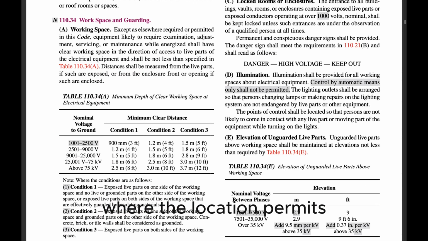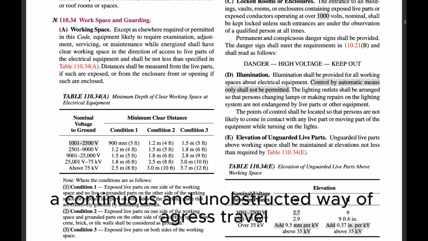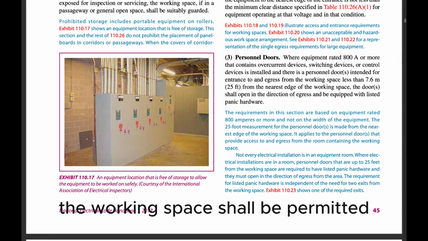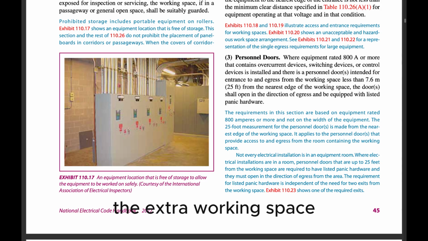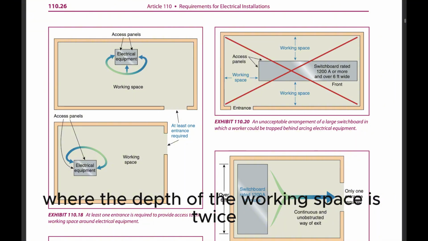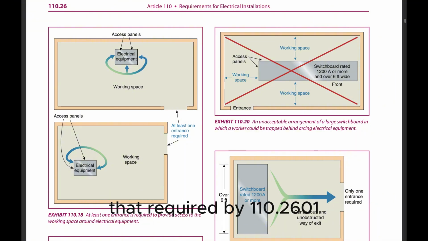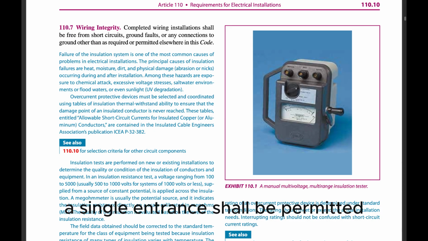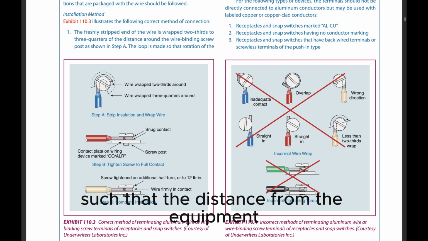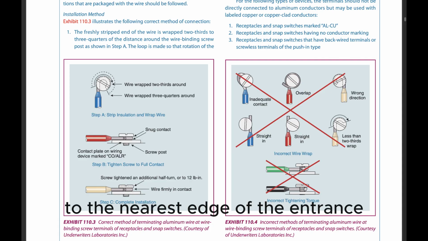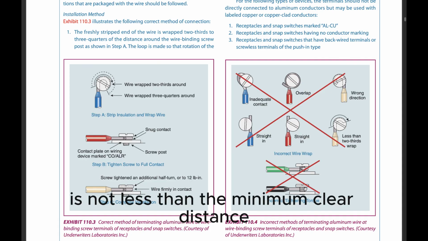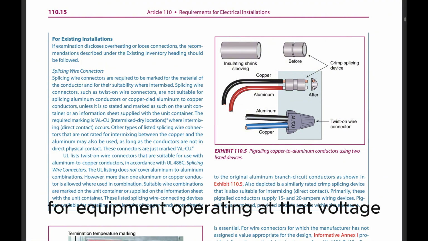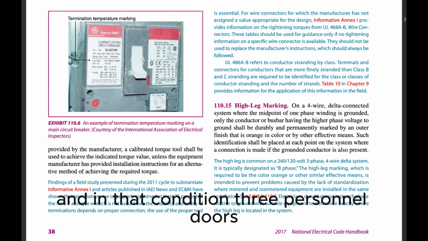(a) Unobstructed egress. Where the location permits a continuous and unobstructed way of egress travel, a single entrance to the working space shall be permitted. (b) Extra working space. Where the depth of the working space is twice that required by 110.26(A)(1), a single entrance shall be permitted. It shall be located such that the distance from the equipment to the nearest edge of the entrance is not less than the minimum clear distance specified in Table 110.26(A)(1) for equipment operating at that voltage and in that condition.